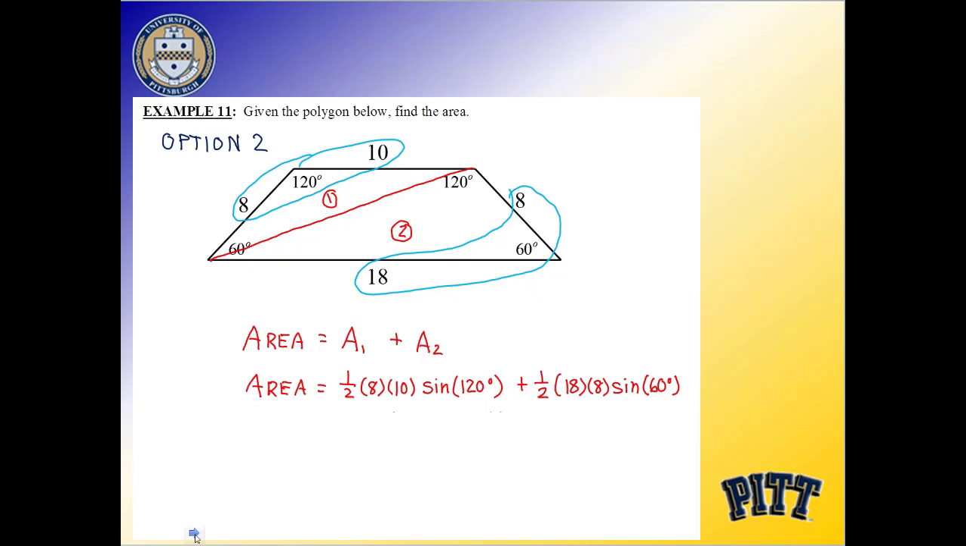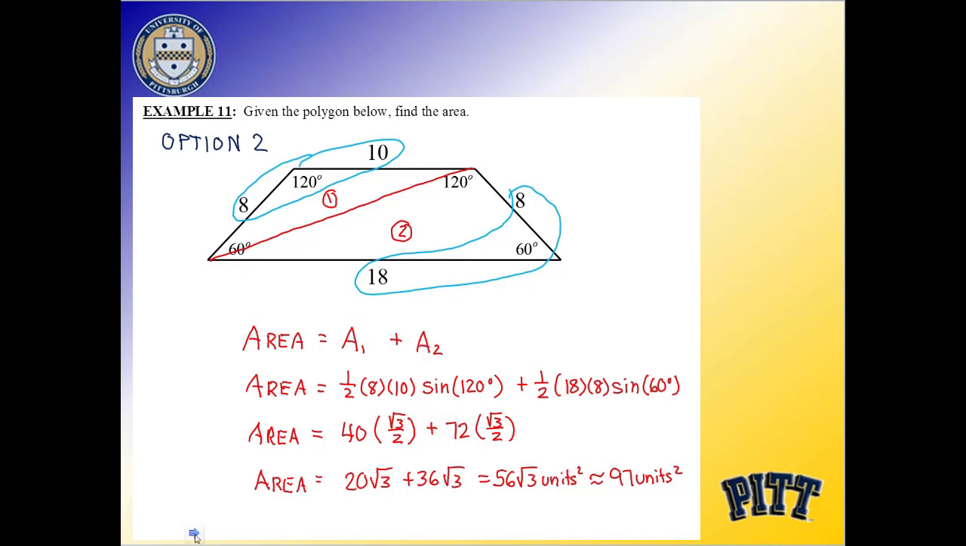So I could just do for triangle 1, 1/2 times 8 times 10 times the sine of 120 degrees. For triangle 2, I could do 1/2 times 18 times 8 times the sine of 60 degrees and work that out. Now the sine of 120 and the sine of 60 are two angles you should know how to find the trig functions for, so you should still be able to come up with exact values. I would get 40 times the square root of 3 over 2 for the first one, 72 times the square root of 3 over 2 for the second one, which is 20 square root of 3 plus 36 square root of 3, which is 56 square root of 3 square units. Same answer we had before, which becomes again approximately 97 square units.